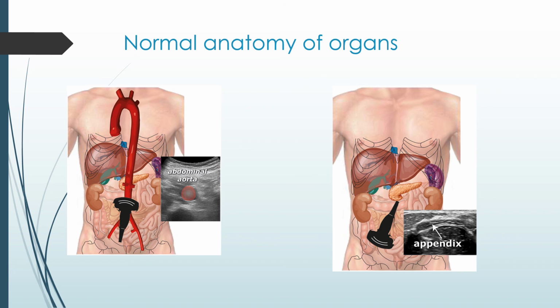Here on the left side you can see the abdominal aorta. The abdominal aorta is located centrally in the abdomen. This can be difficult to image effectively, particularly with significant obesity and extensive internal gases. Adequate compression is necessary. And on the right side you can see the appendix.